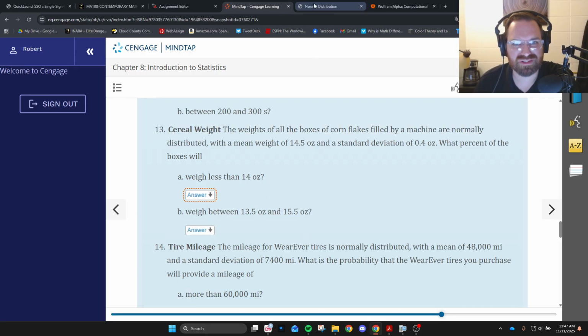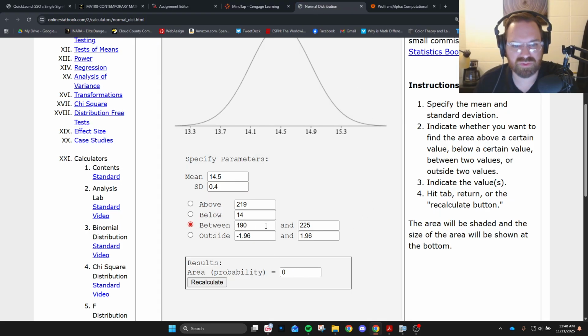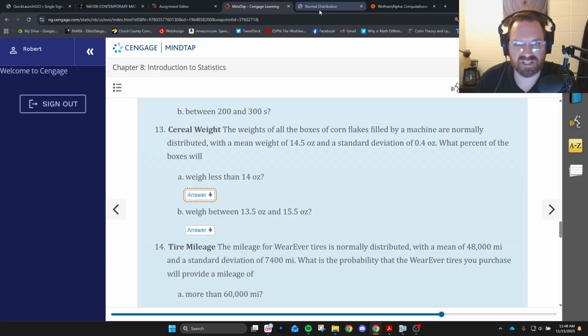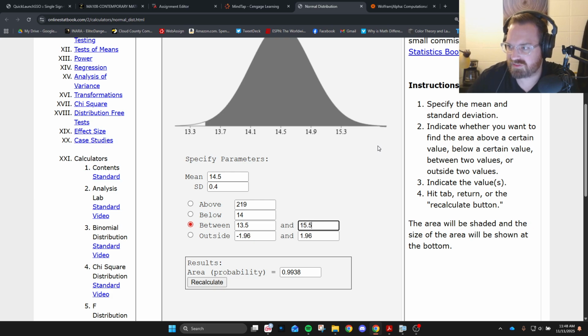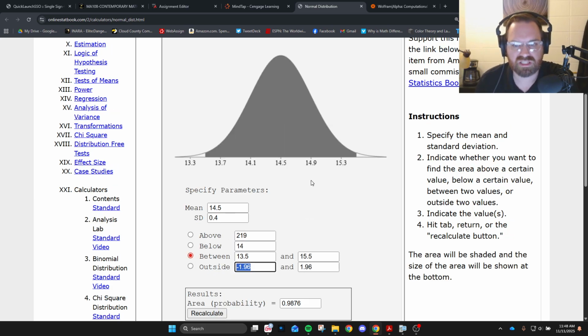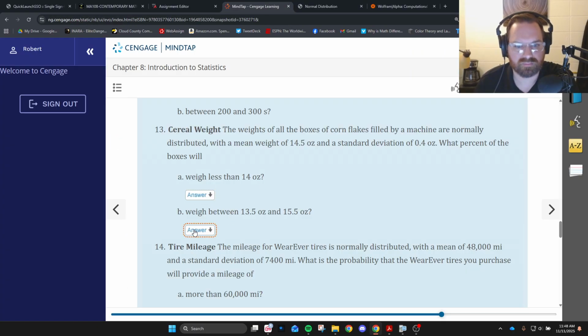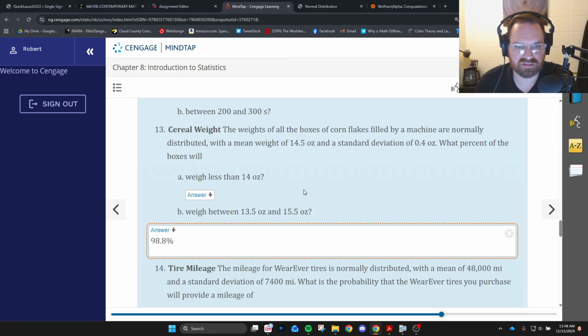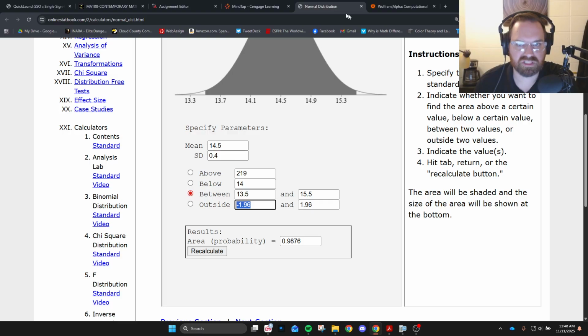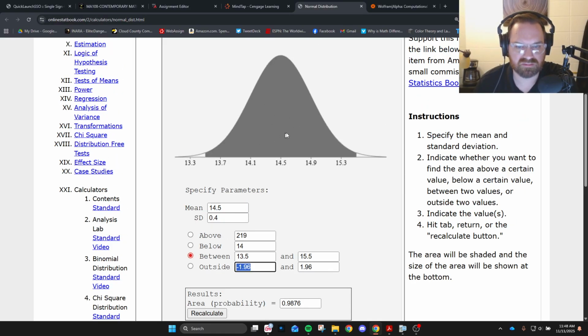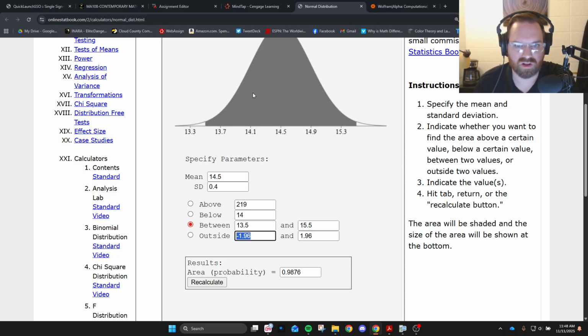Between 13.5 ounces and 15.5. So this is going to be between 13.5 and what was it? 15.5? Yeah, 15.5 ounces. Tab out. And that's a lot. It's a pretty big number. 98.8%. There it is. Okay. So again, this is a really useful tool for just understanding the density, where all the data lives.